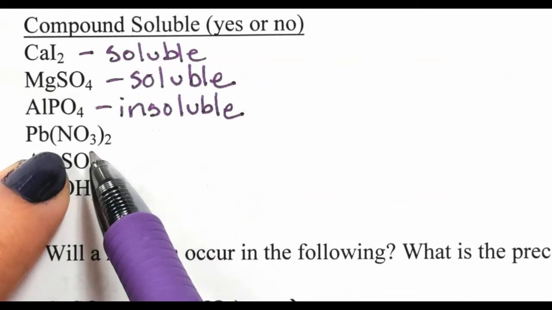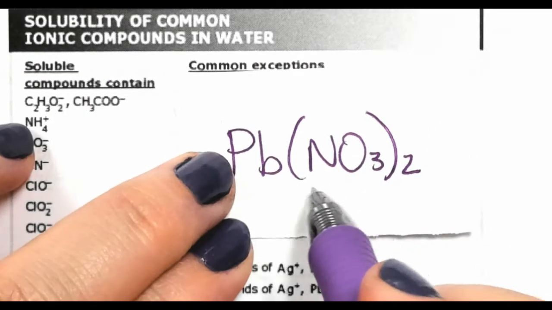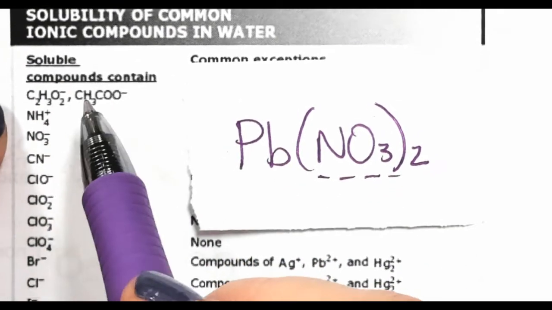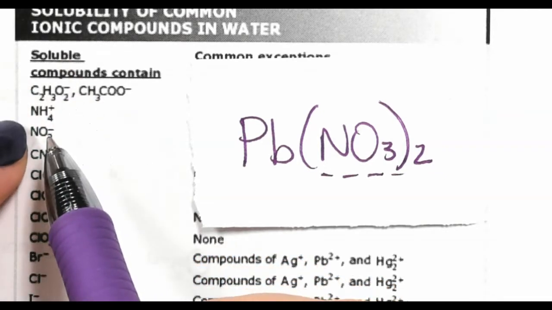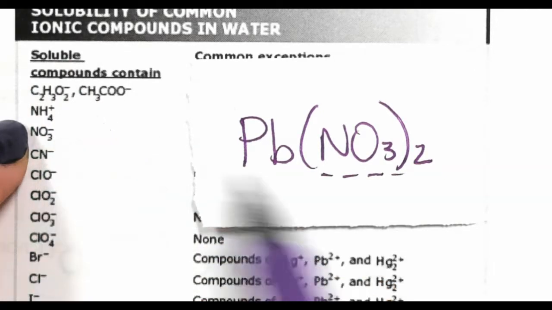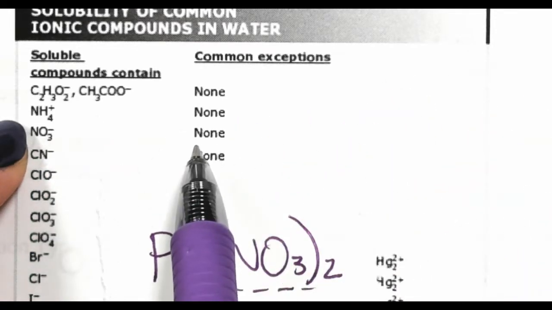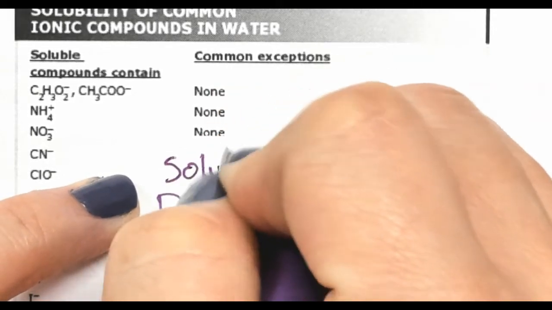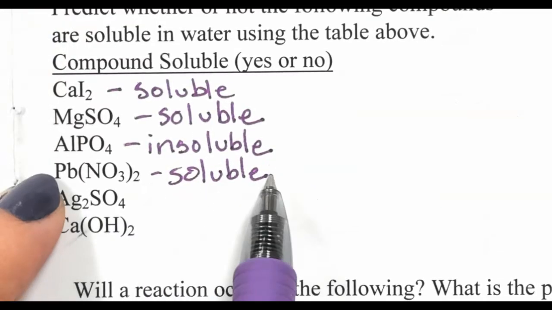Now let's go look for lead nitrate on our list. So nitrate, remember you want to look for the anions in your list. So I'm going to look over here, and under the soluble column, there's nitrate. So it is a soluble compound, and let's see if there are any exceptions. There are no exceptions. So since this is a nitrate, it is automatically soluble with no exception. And now I've written soluble here.